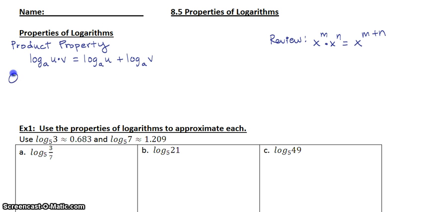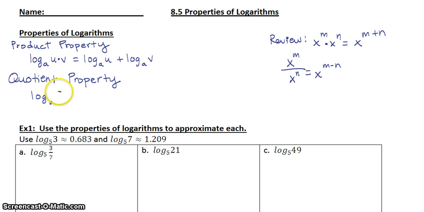The next one you're going to learn about is called the quotient property. This one matches with what we learned with something like x to the m divided by x to the n. Remember we subtracted the exponents? So here's what our quotient property says. Let's say I have a fraction, log base a of u divided by v. That is the same thing as doing log base a of u subtract log base a of v.